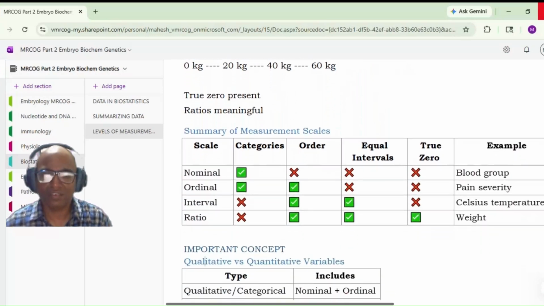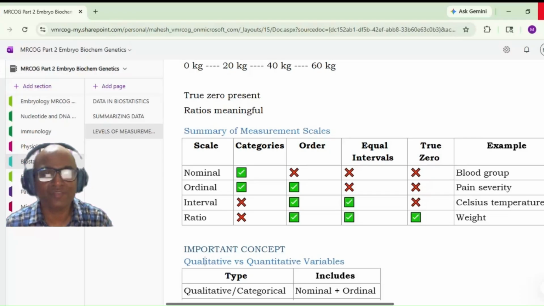The same we'll summarize again. In nominal, there are only categories, while there is no order, no equal interval, and no true zero. Example is blood group. In ordinal, you have got categories as well as order, but there are no true equal intervals and there is no true zero. Example is pain severity.